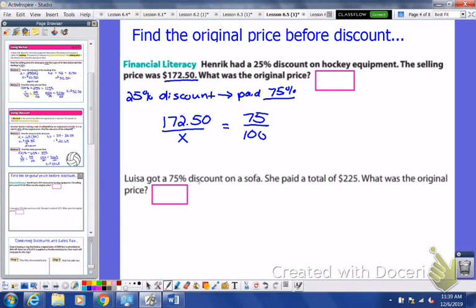Then we could use our cross multiply. So I'm going to hop over here so we have enough room. X times 75 gives us 75x equals 172.50 times 100. So 17,250. Divide both sides by 75. And we get that the original price was $230.